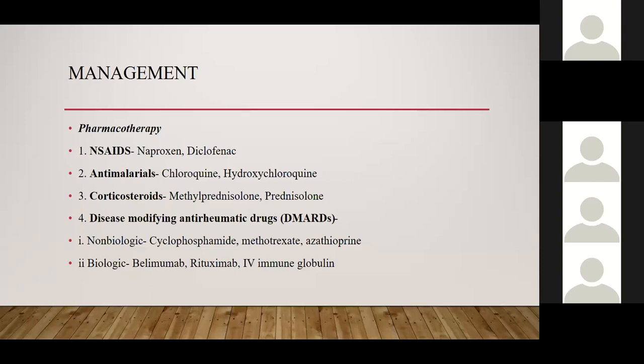So you put them on methylprednisolone or prednisolone, okay? Then you have what we call the DMARDs, or disease-modifying anti-rheumatic drugs. And every patient who has a rheumatological disorder should at least be on this medication, because it modifies the course of the disease, and it comes with better outcomes when you add it to your treatment. So they have the non-biologic type, which includes cyclophosphamide, methotrexate, azathioprine.